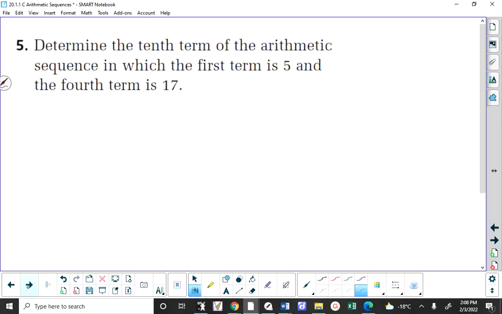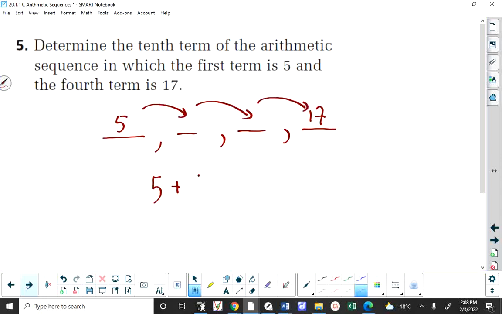And my advice to you is you solve this question without using the formula. You say to yourself that to go from the first term, 5, to the 4th, 1, 2, 3, you have to add 3 common differences to get 17. And the way I look at this is once you've solved this equation for d and you know that d is 4, you've cracked the case wide open. You could find anything about this sequence now that you know the common difference.